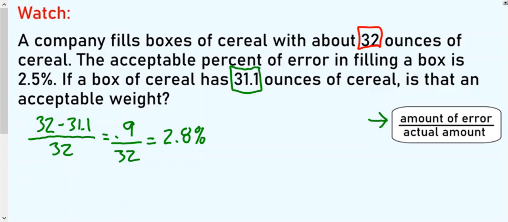So now we can go back to our question. The acceptable percent of error in filling a box is 2.5%. In this situation, our percent of error is 2.8%, so this would not be an acceptable weight.